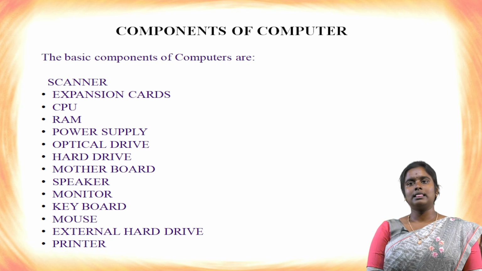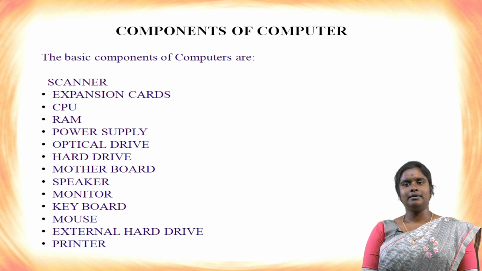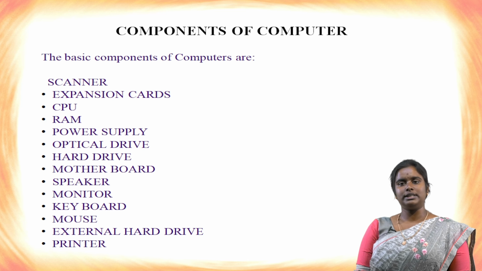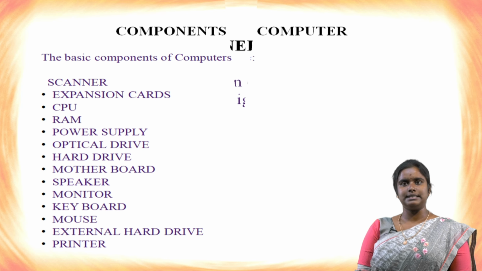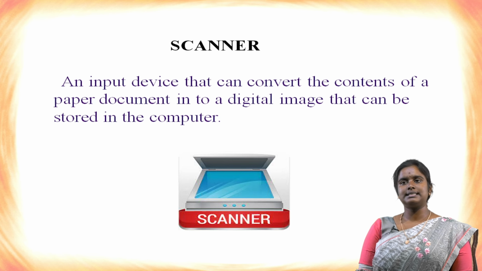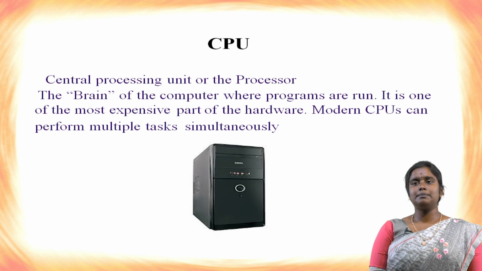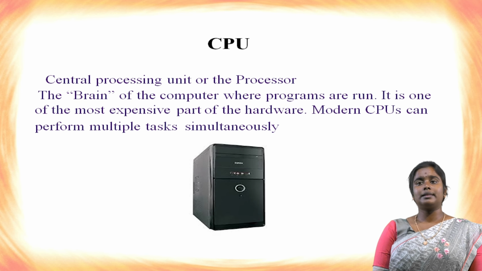Components of computer. The basic components of computers are scanner, expansion card, CPU, RAM, power supply, optical drive, hard drive, motherboard, speaker, monitor, keyboard, mouse, external hard drive and the last one is printer. Scanner: an input device that can convert the content of a paper document into a digital image that can be stored in the computer.